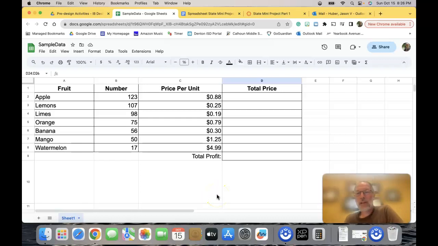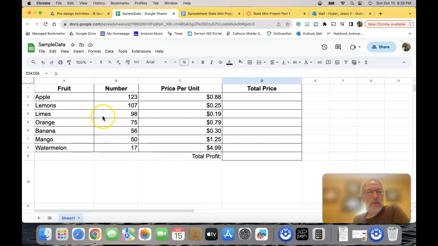Hey everybody, welcome back to part two of this introduction to spreadsheets. Here we're going to talk about formulas and functions and see what spreadsheets can do for us in those regards. And then we'll make a quick graph at the end as well.